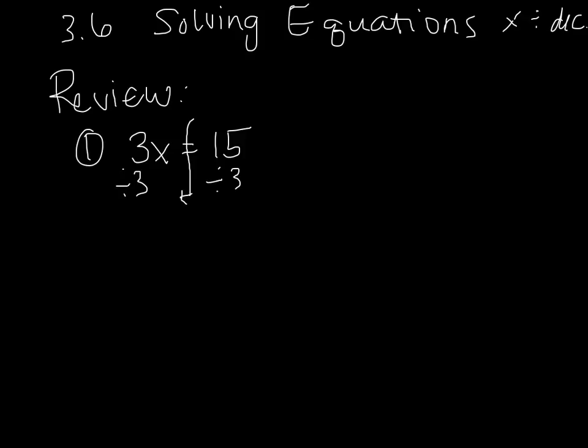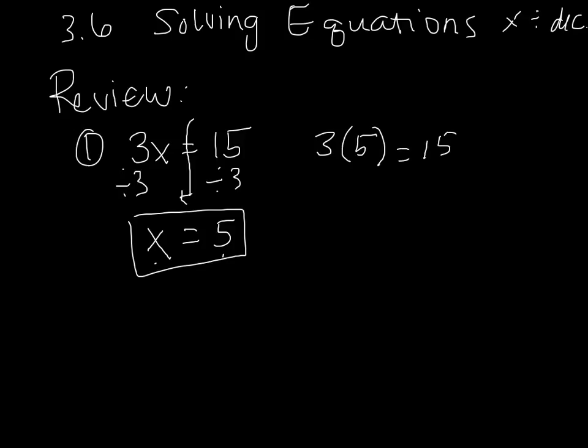3 divided by 3 is 1, so on the left side I get x equals 15 divided by 3 is 5, x equals 5, and that is my answer. Again, I can always go back and check my answer. 3 times 5, because x equals 5, equals 15, and 15 equals 15, and that checks out. So that's always a good way to check your answer, just by going back and plugging that number into your original equation, and they should equal each other on both sides.